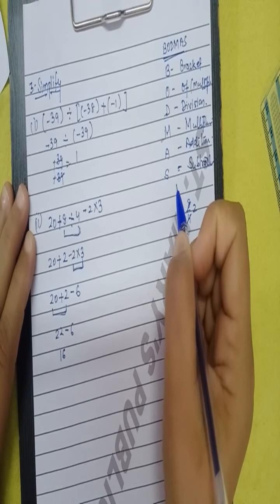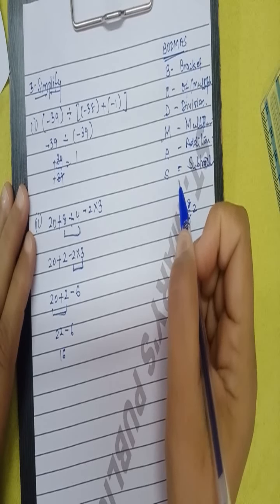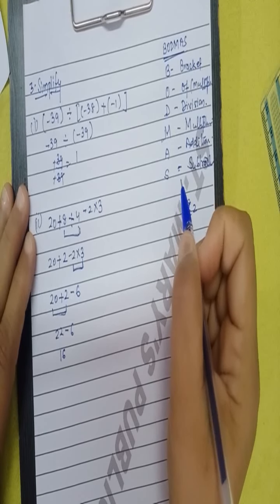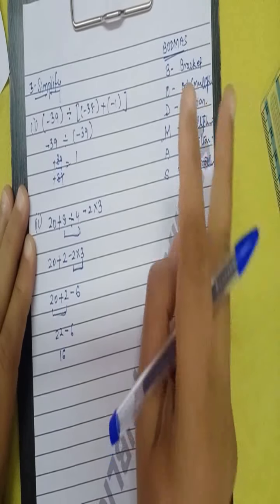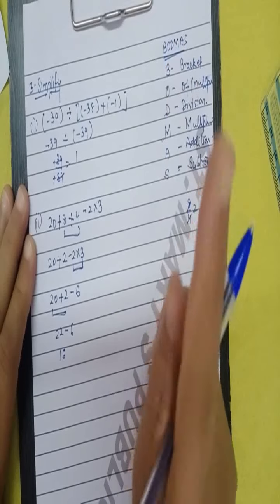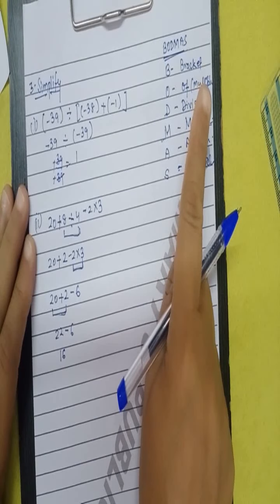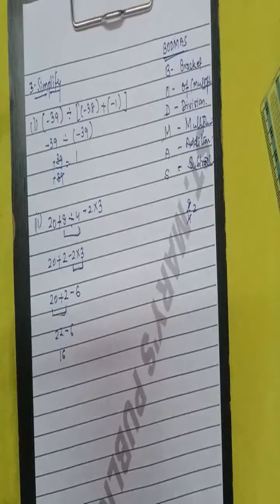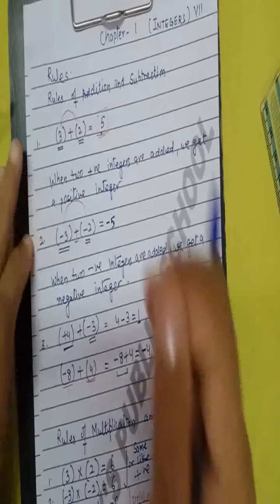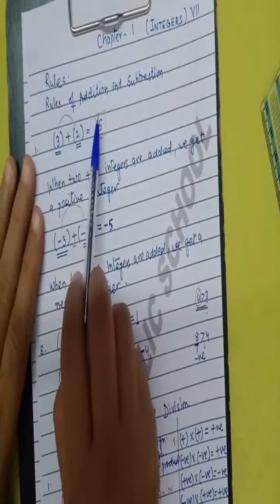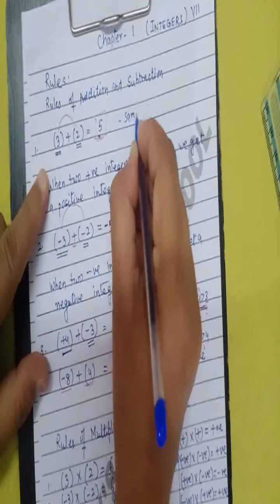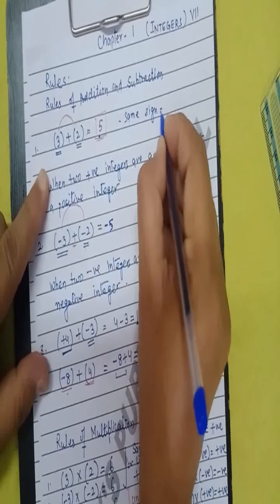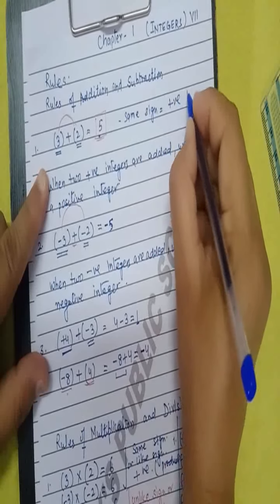I am repeating again the rules of multiplication. Same sign, if we multiply, the product is always positive. If we multiply different signs, we always get a negative product. Okay, now I am just going to revise once again the rules of addition and subtraction. Same sign, if we add, the answer we get is an integer of that same sign.